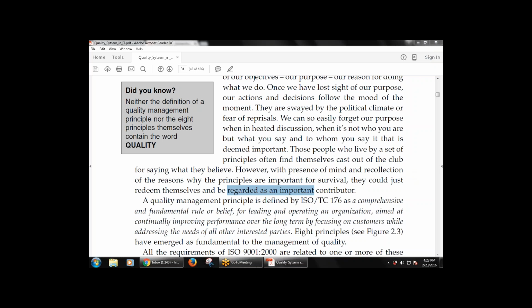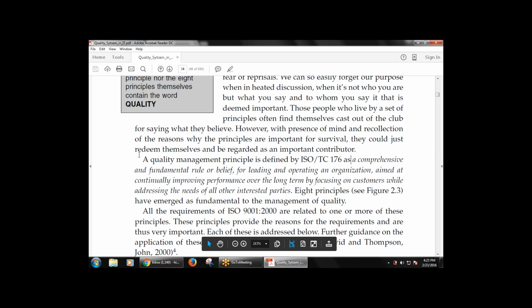The aim is improving performance over the long term by focusing on the customer. While focusing on the customer, we also address the needs of the other interested parties. That is the main target, achieved over time by focusing on customers while addressing the needs of the other interested parties.